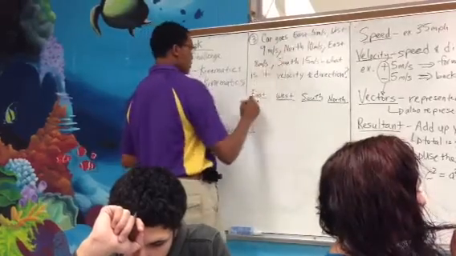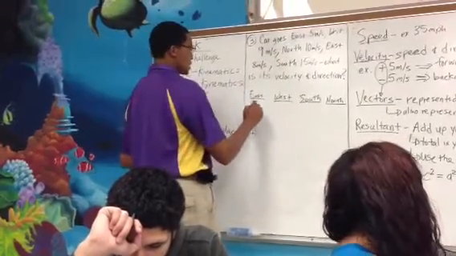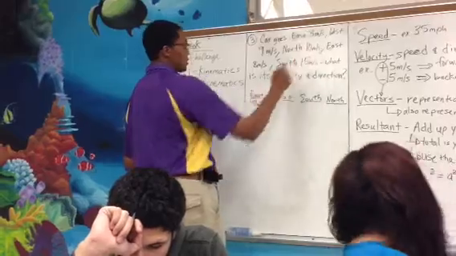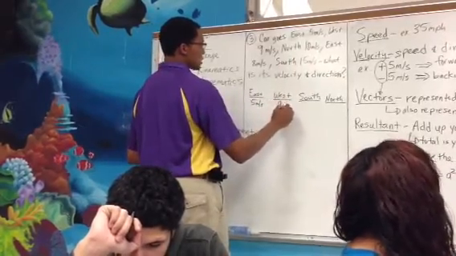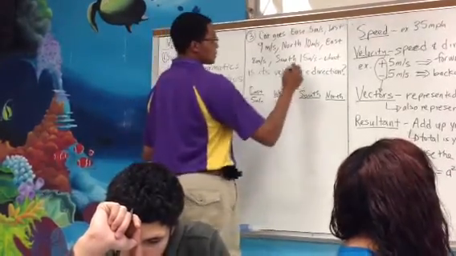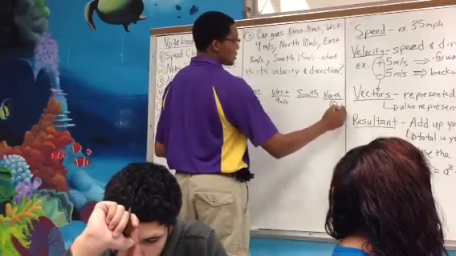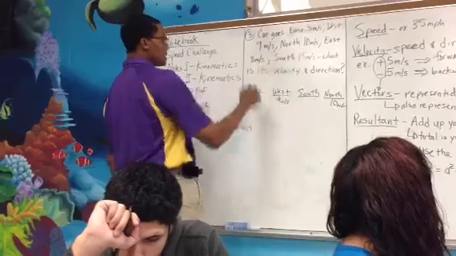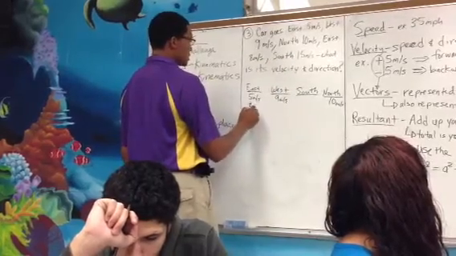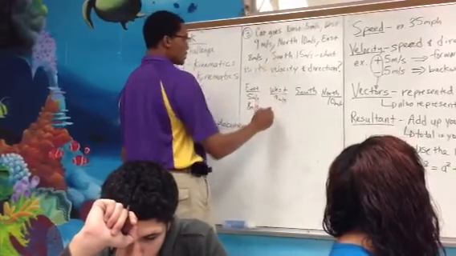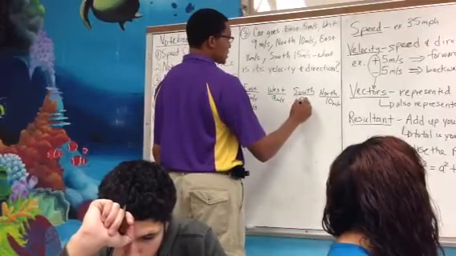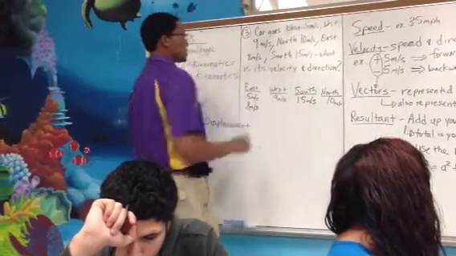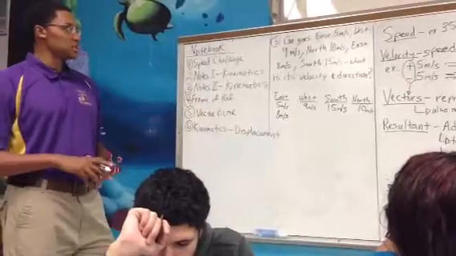I go east 5 meters per second. I go west 9 meters per second. I go north 10 meters per second. Then I go east 8 meters per second. And I go south 15 meters per second. What are my resultant velocity and direction?